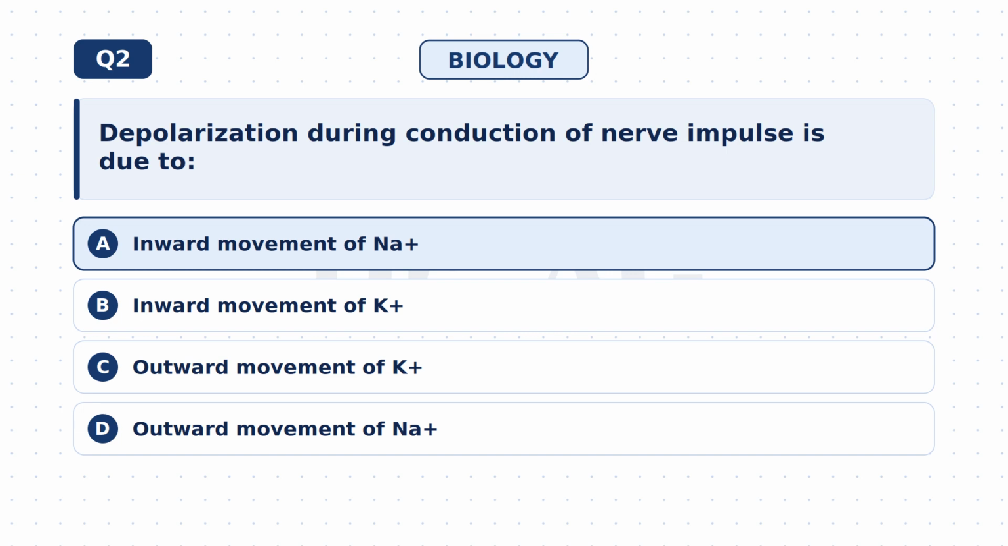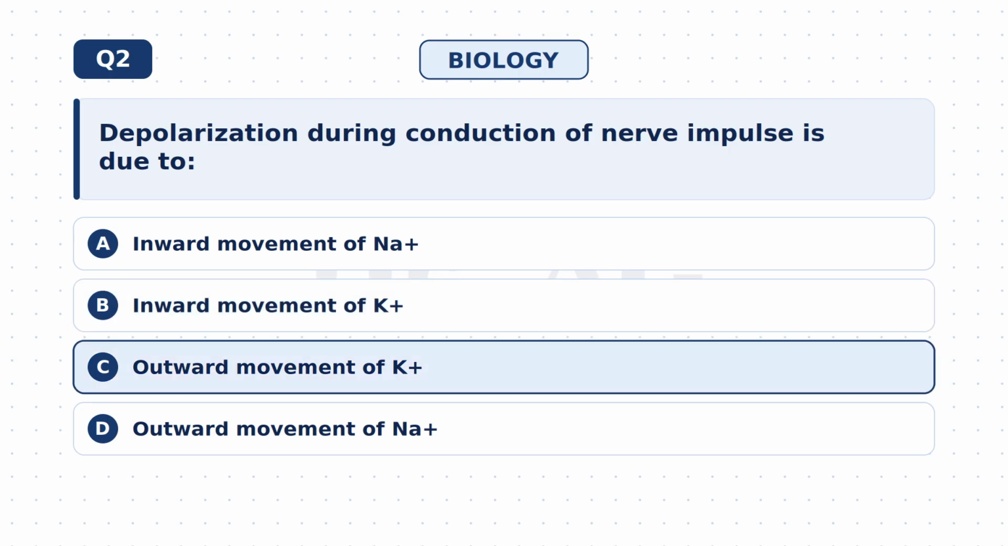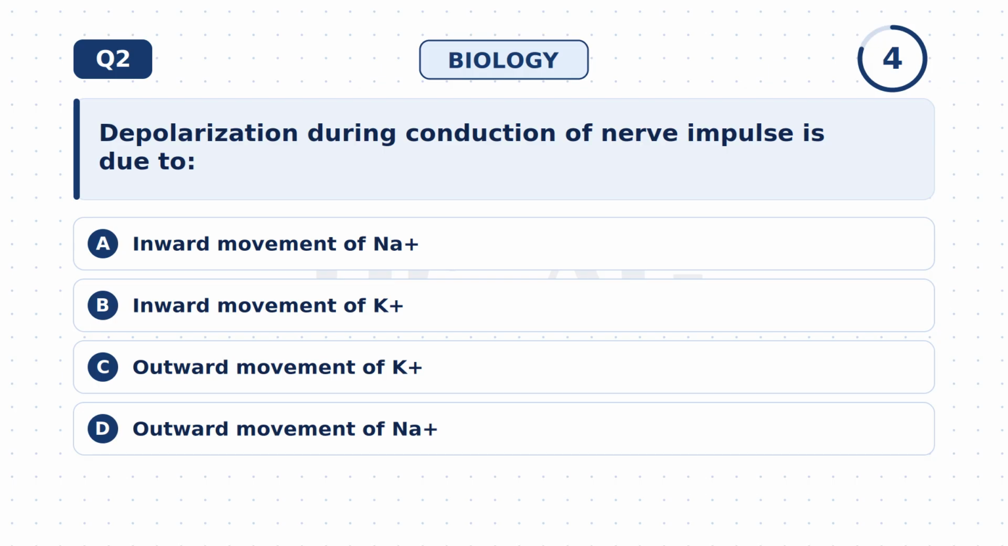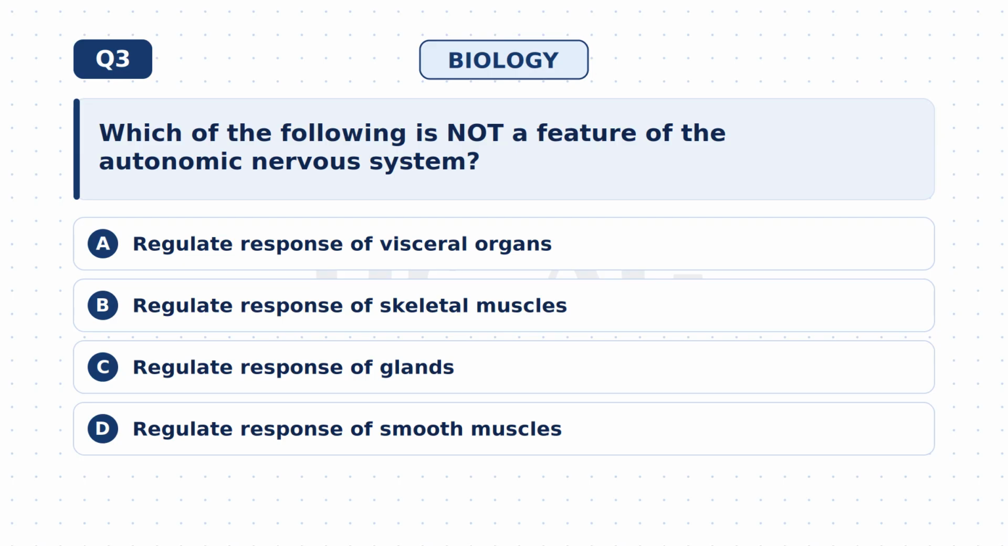Question 2. Depolarization during conduction of nerve impulse is due to Option A. Inward movement of Na+. Option B. Inward movement of K+. Option C. Outward movement of K+. Option D. Outward movement of Na+. The correct answer is A. Inward movement of Na+.